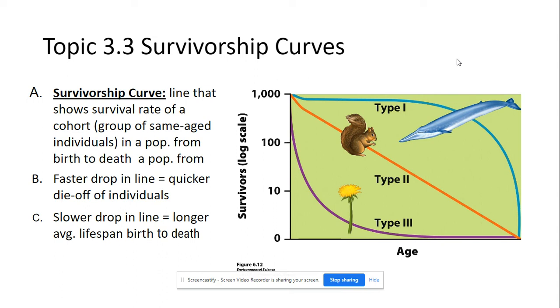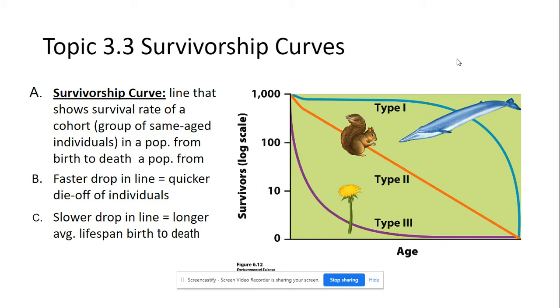Hey everyone, this is Miss Moriarty, and I'm here to discuss topic 3.3, which is all about survivorship curves. Remember, in Unit 3, we're now talking about populations. At the beginning of Unit 3, we are talking about strategies that populations of organisms take that are going to influence their growth over time. So far, we've talked about the differences between specialist versus generalist species, as well as R versus K selected species. We're now going to apply those same things to survivorship curves.